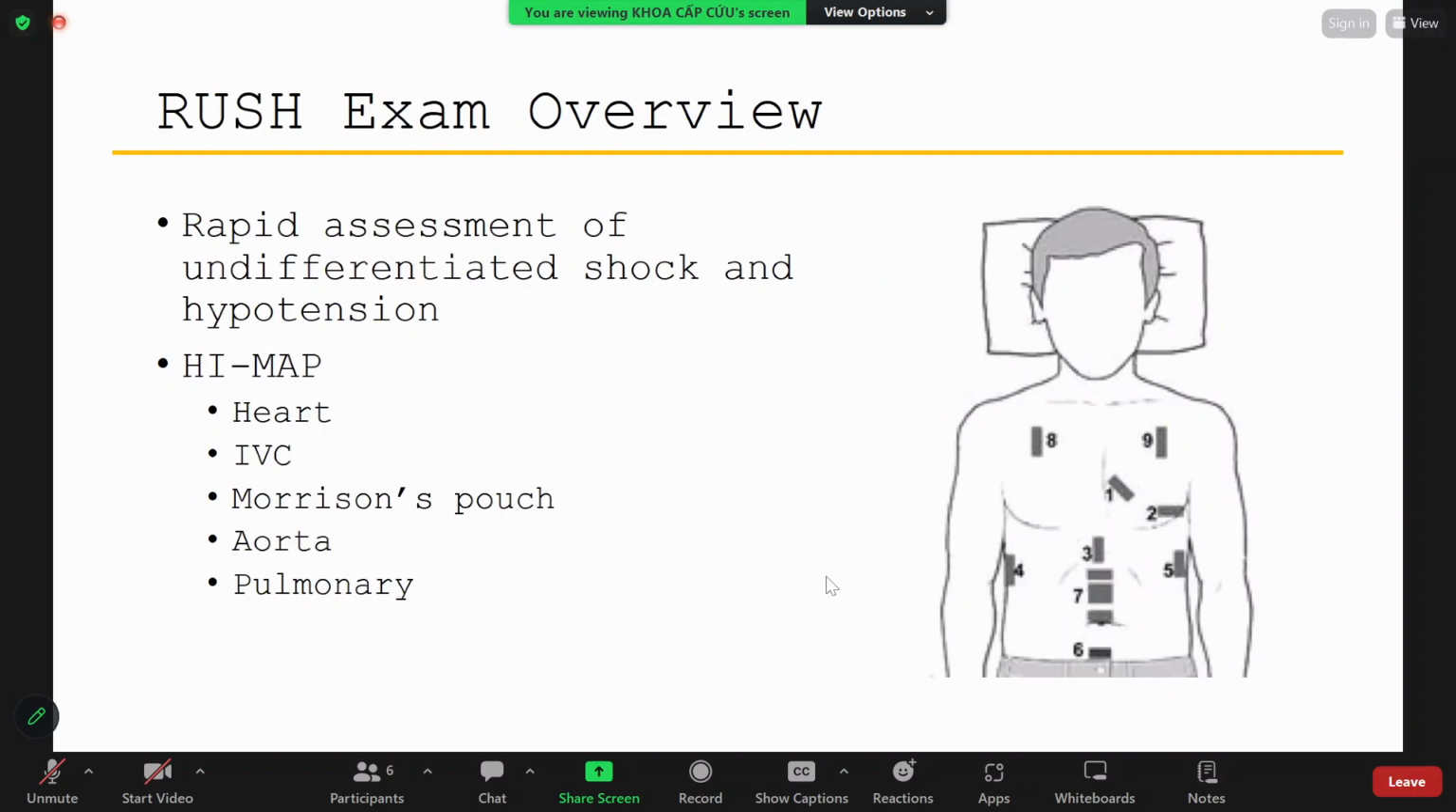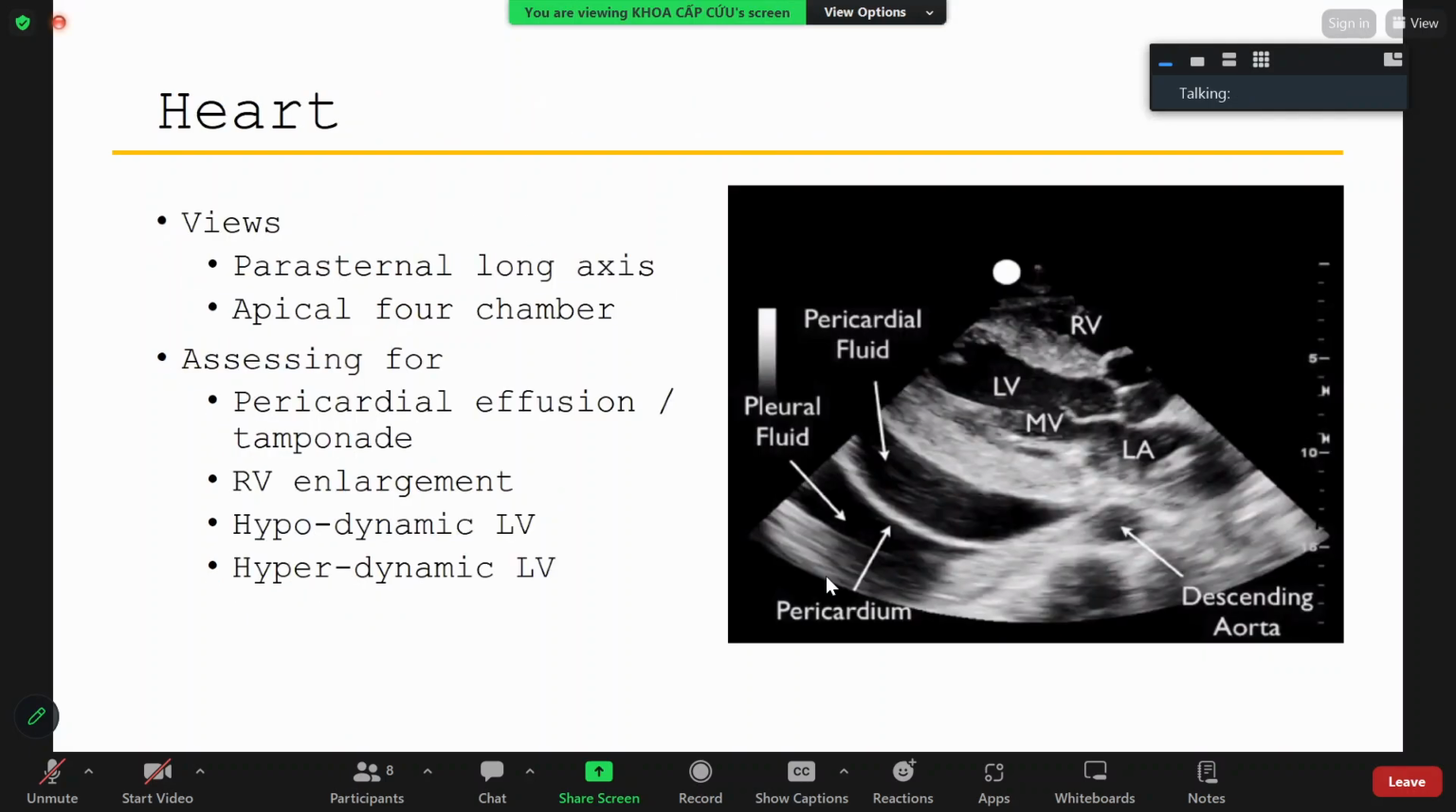And when we have no information, just like anything else in emergency medicine, we want to have a stepwise approach of doing things, and we do it in that same order every time so we don't miss anything. So the mnemonic that I use for this situation is HIMAP. That helps me remember how I'm going to go about the RUSH exam. So I'm going to first start with H, and that's going to be the heart exam. And then I'm going to go to the IVC. And then M stands for Morrison's pouch, but I think most people are going to be doing a full FAST exam for free fluid in the abdomen. And then the aortic exam and then the pulmonary exam.